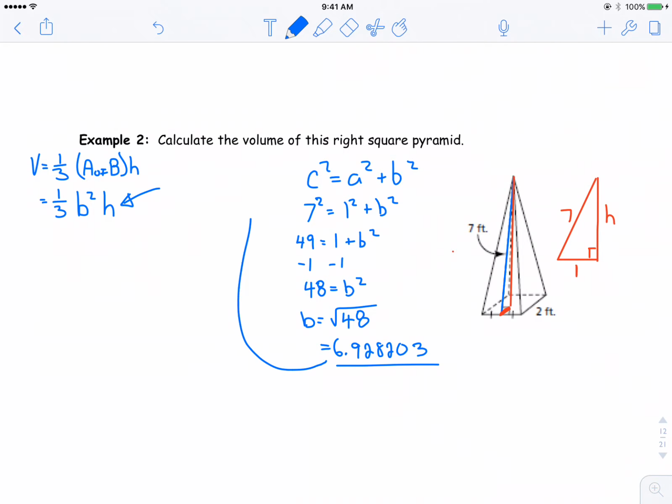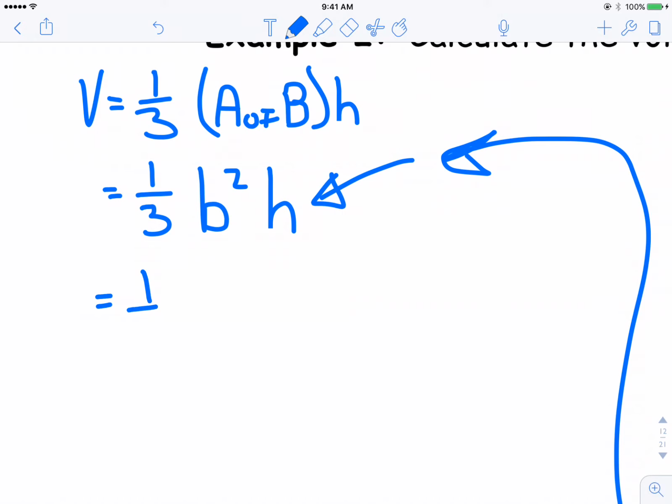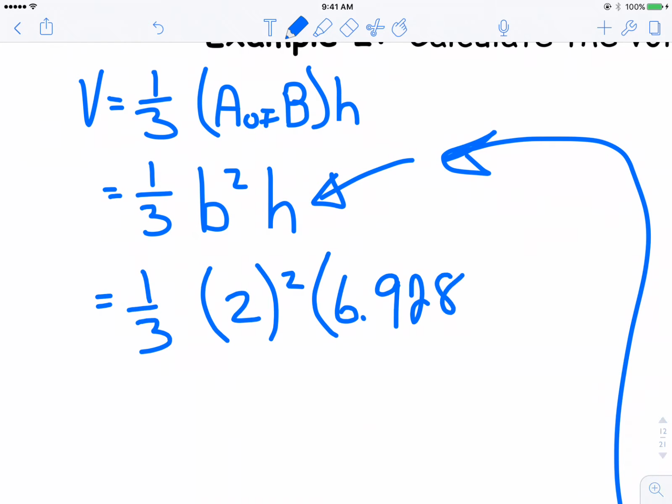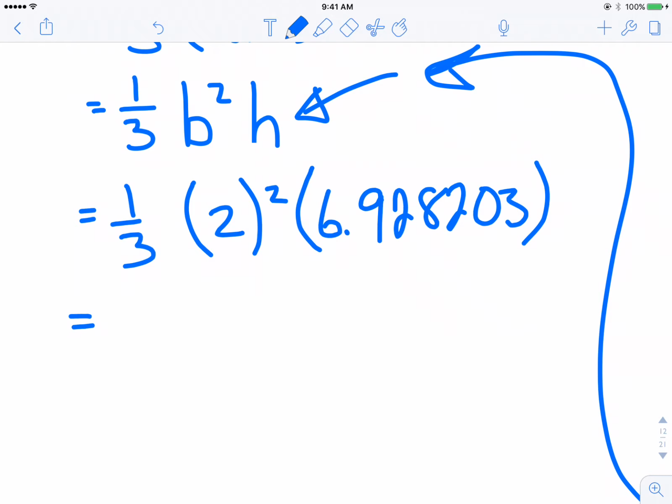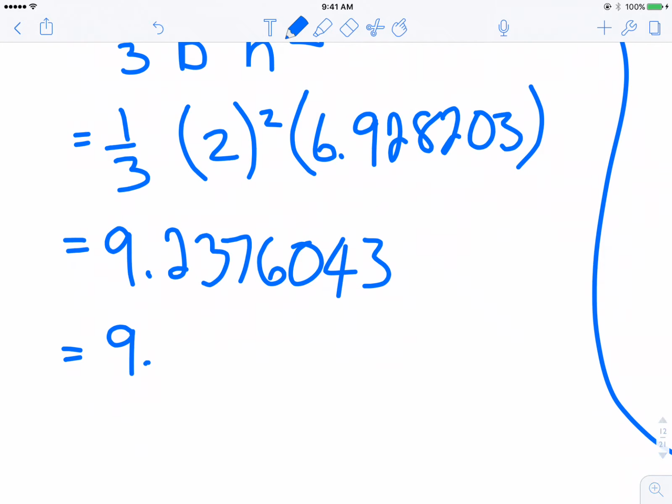That goes there. So 1/3, my base is 2, my height is 6.928203. Punch that in your handy dandy calculator. Works out to 9.237643. And if I round that to the nearest 2 decimal places, 9.24. My units, they're in feet. It's volume, so it's cubed.